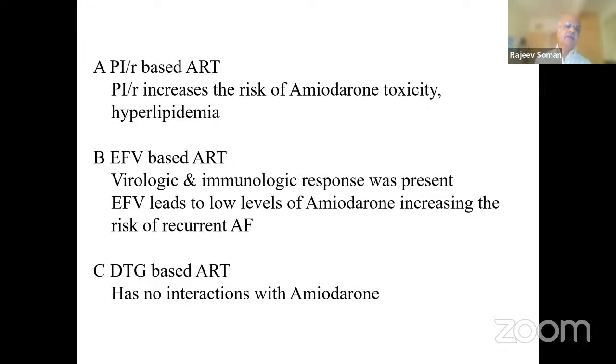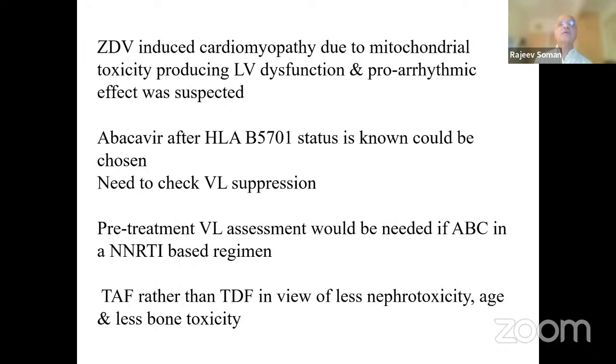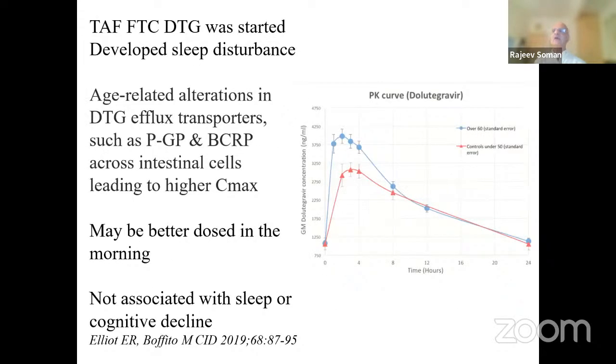So DTG-based ART will probably be the best, which will have no interactions with amiodarone. There was also a possibility of zidovudine-induced cardiomyopathy in this elderly patient, and therefore we probably did not want to continue zidovudine. So in this elderly patient who's now just recovered from renal dysfunction, tenofovir alafenamide rather than disoproxil fumarate would be the better drug to use in this situation in view of less nephrotoxicity, age, and also less bone toxicity. So this case really tells us how we would choose drugs in this complex situation.